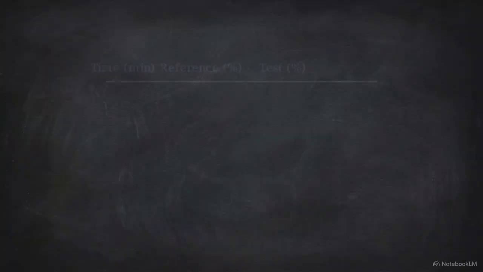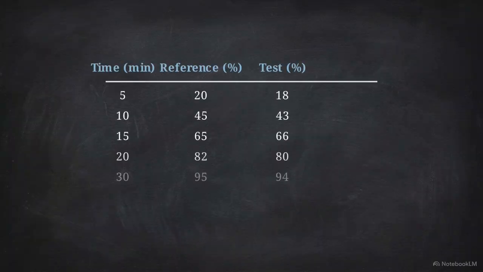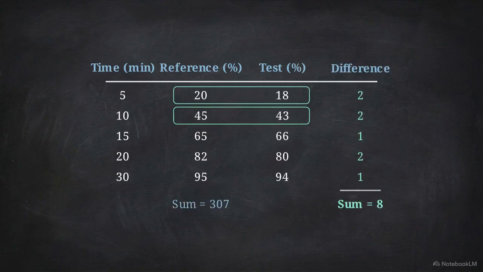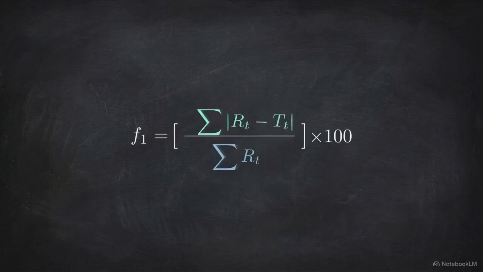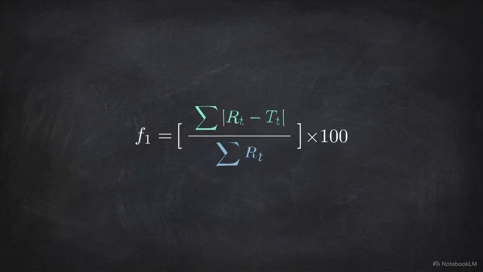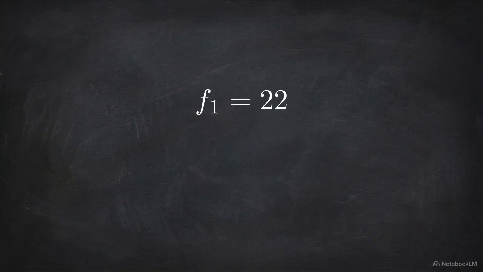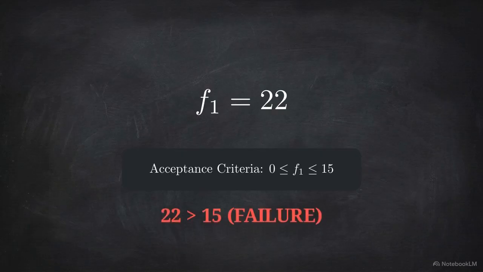We start by setting up a data table that aligns the reference and test percentages. Right away, we can see the test tablet is releasing several percentage points less drug than the reference during those first 5 and 10-minute intervals. Next, we add those individual differences together to calculate a total sum of deviations. Finally, we divide that sum by the total reference dissolution and multiply by 100. For our generic case study, this leaves a final F1 score of 22.